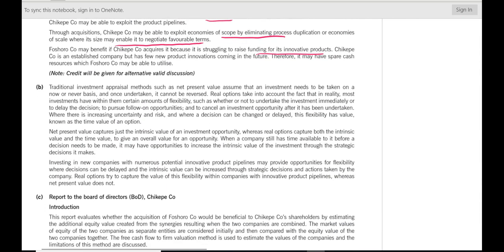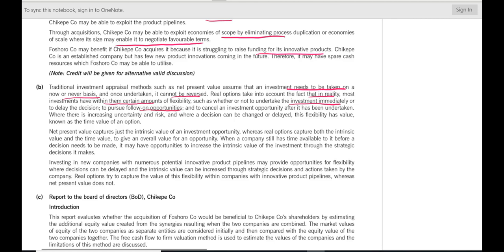So traditional investment appraisal methods such as NPV assume that an investment needs to be taken on a now-or-never basis, and once it is taken, it can never be reversed. Real options take into account the fact that in reality most investments have within them a certain amount of flexibility, such as whether or not to undertake the investment immediately or to delay the decision. So if we have the option to delay the decision, definitely it will add value, because if the environment or circumstances further improve, definitely it will add some value.